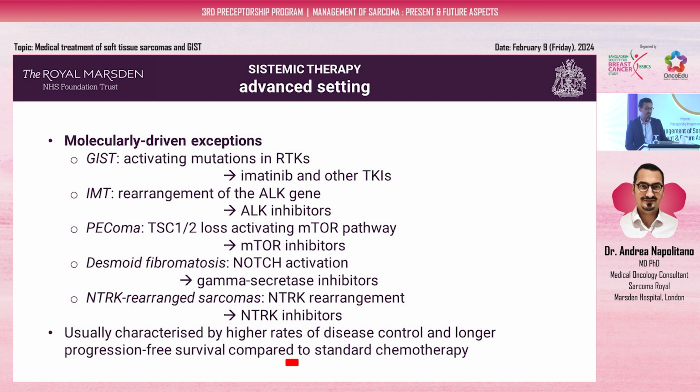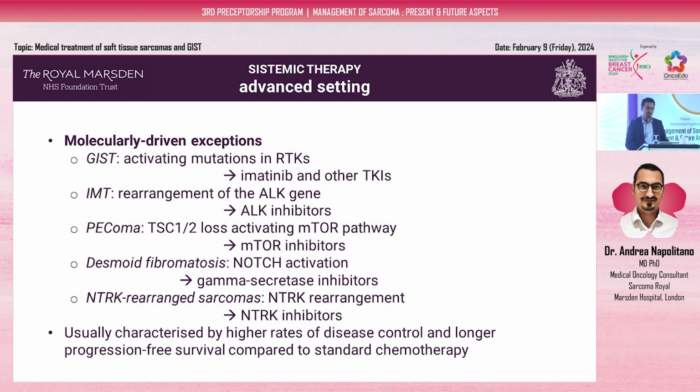But we have inflammatory myofibroblastic tumor that in 50% of the cases have rearrangements of the ALK gene, and they respond very well to ALK inhibitors. We have PEComas, which have mutations in the mTOR pathway in the tuberous sclerosis complex 1-2 genes, and now we have mTOR inhibitors, which are really, really effective in this subset of patients.